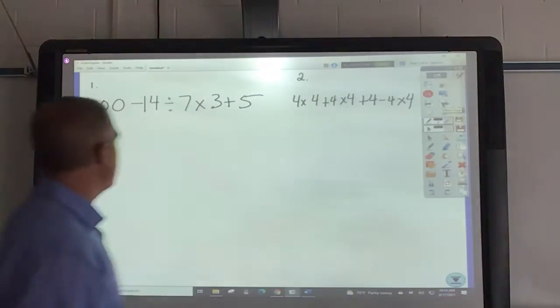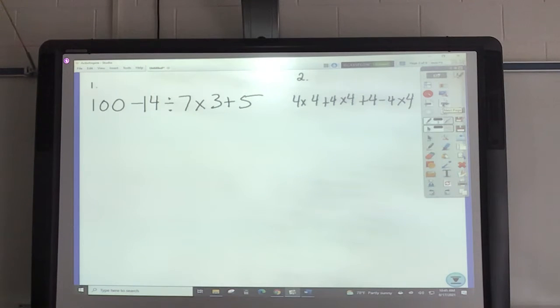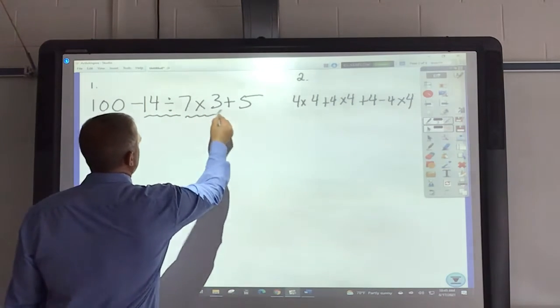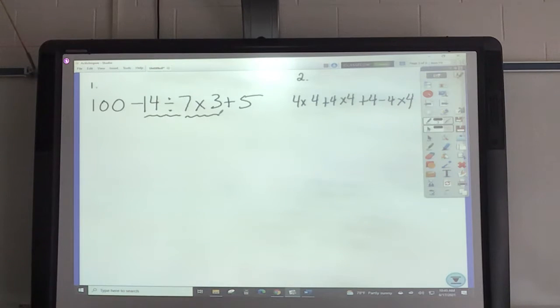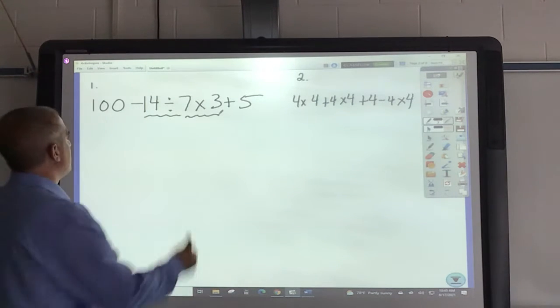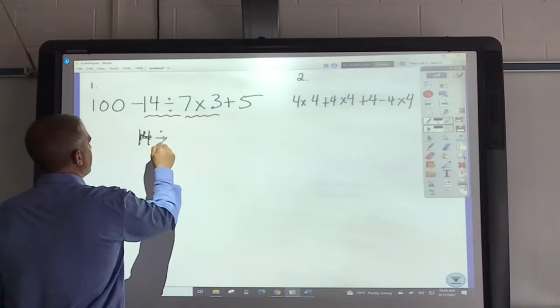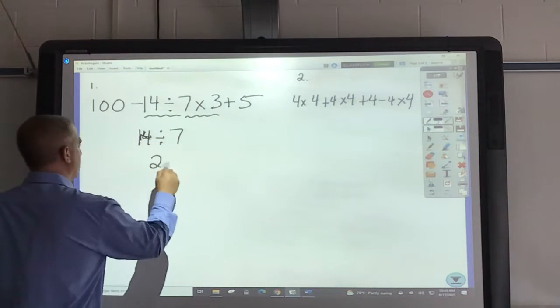So what I want to do: I don't see any parentheses. I don't see any exponents. So I'm looking at the multiplication and division group. I've got division, I've got multiplication. Which one comes first? Whatever you're doing left to right. So what I should be doing first is 14 divided by 7. That gives me 2.